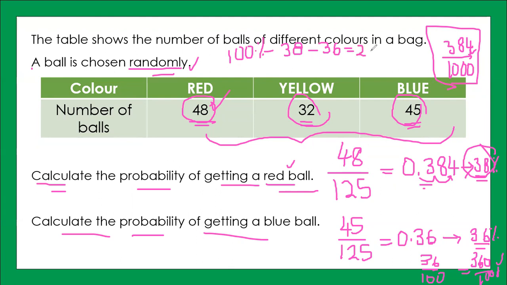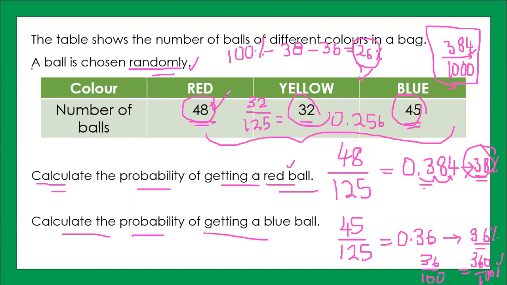Okay, good. Now, I'm going to double check whether this is correct or not. On your calculator, press 32 yellow balls over 125. What do you get? Very good. You get 0.256. You round it off, 0.26. Can you see that now? Maths can never go wrong.